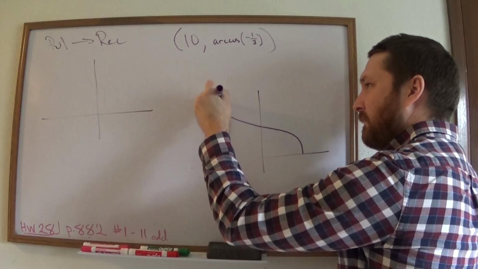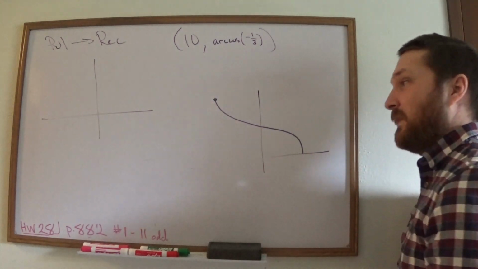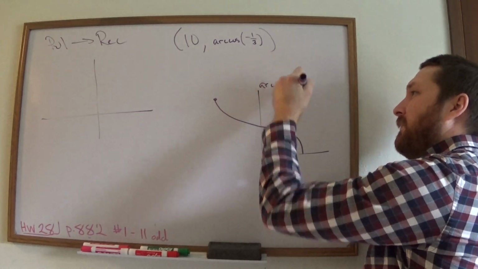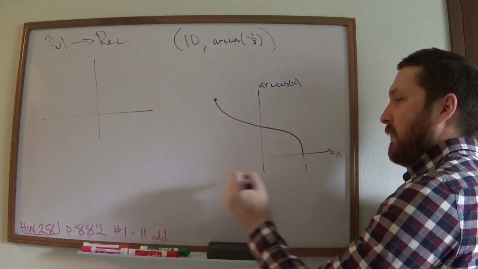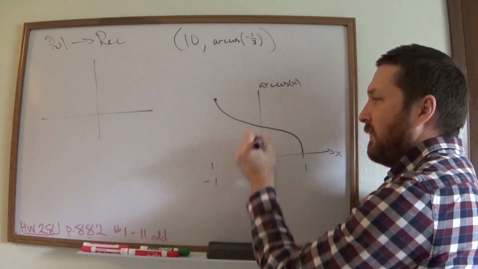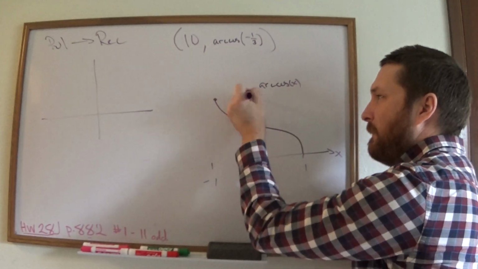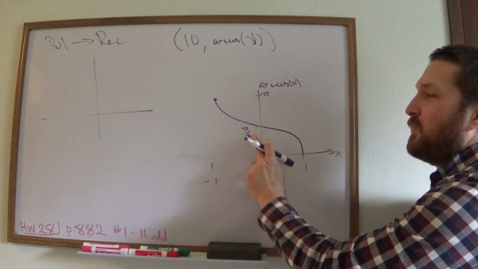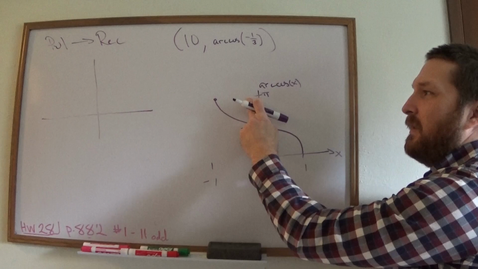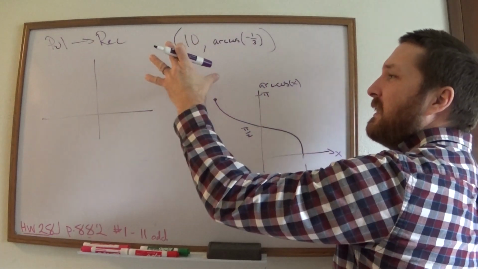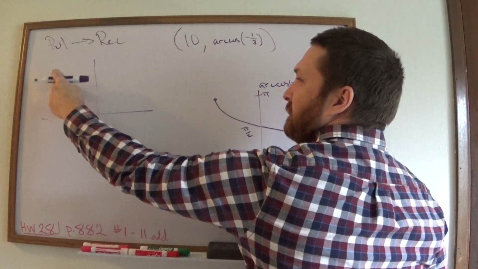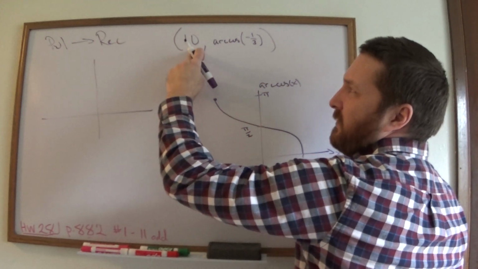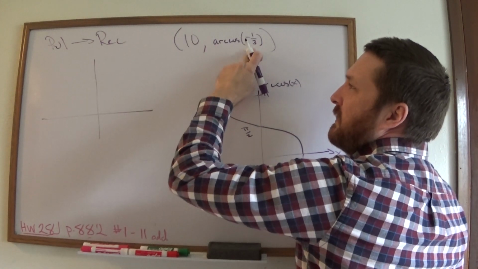Wait, no. Think of arc cos x. Here's my 1, here's my negative 1, this should be pi over 2, this should be pi. So it's going to be between pi over 2 and pi. So whatever point this is, should be over here somewhere. Okay? So we already know that its length is 10. So that's nice.